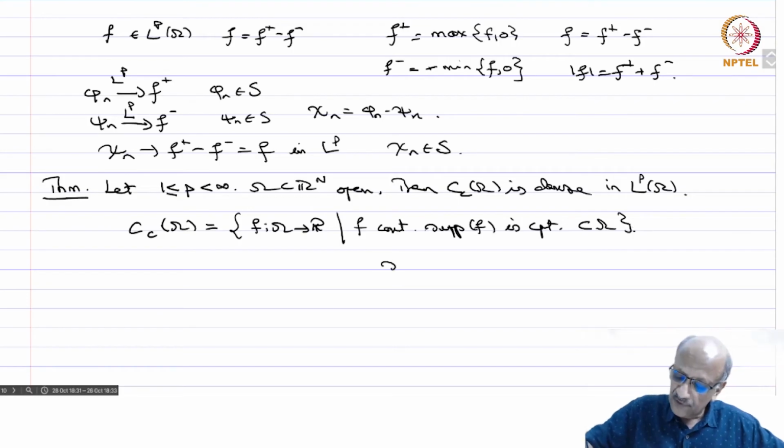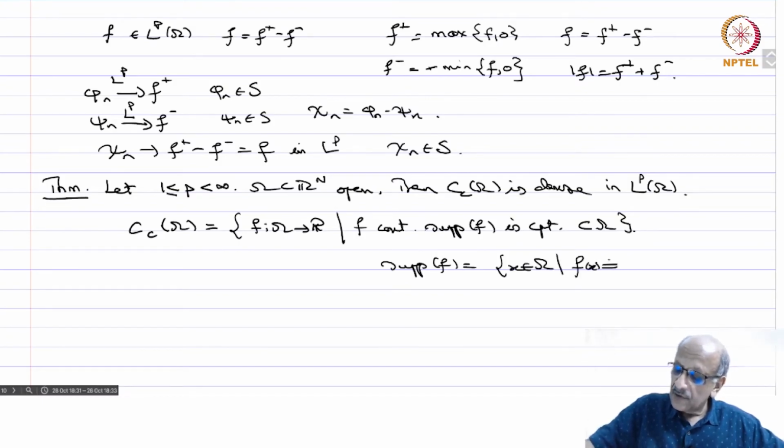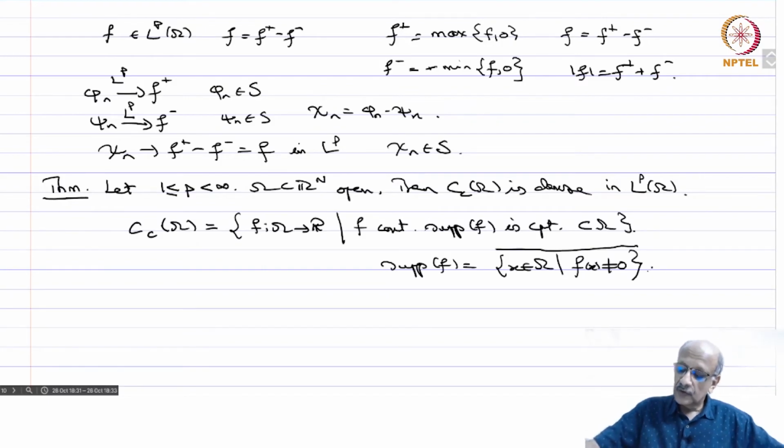So what is the support of f? The set of all x in omega such that f(x) is different from 0, and then you have to take the closure. So it's a closed set always, and if it is compact, then you say it's a continuous function with compact support. So these functions vanish outside a compact set. In particular, they vanish outside a set of finite measure.